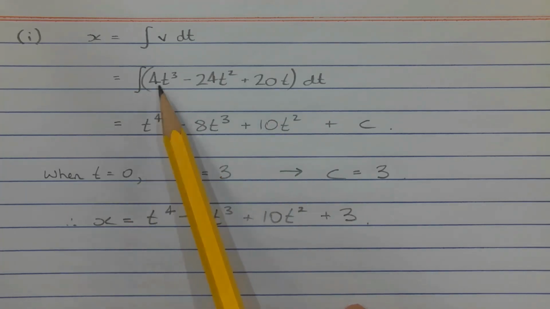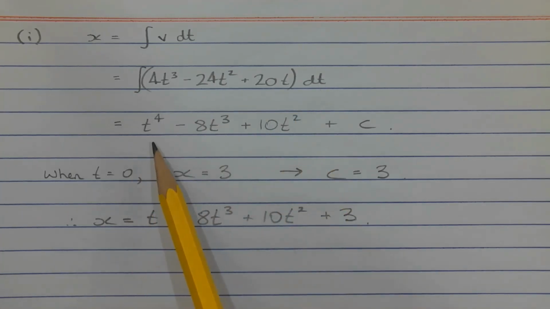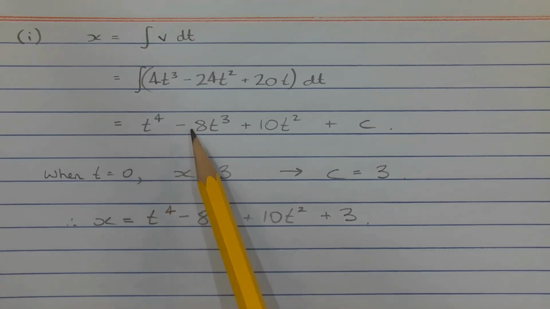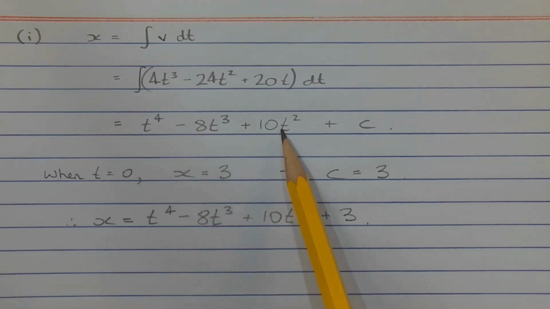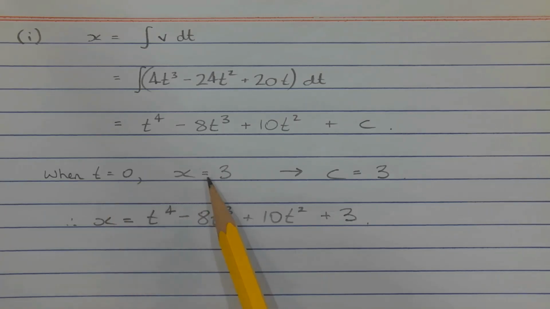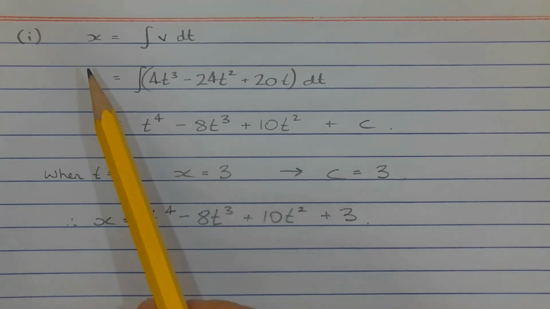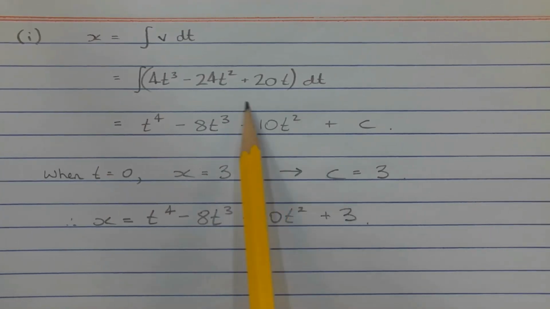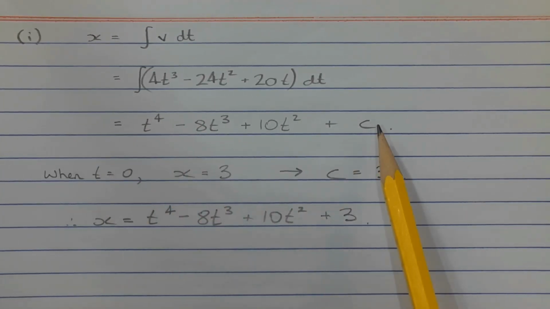So integrating this expression with respect to t, we get x equals t to the power of 4 minus 8t cubed plus 10t squared plus the constant of integration c, which we'll need to find using an initial condition or a boundary condition. Now it's given that when t is equal to 0, x is equal to 3. So substituting 0 for t here, here, and here, we get 3 is equal to 0 plus c, which means that c is equal to 3.